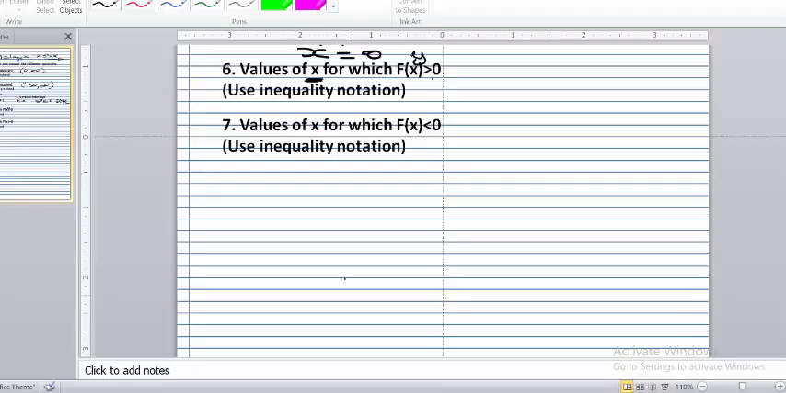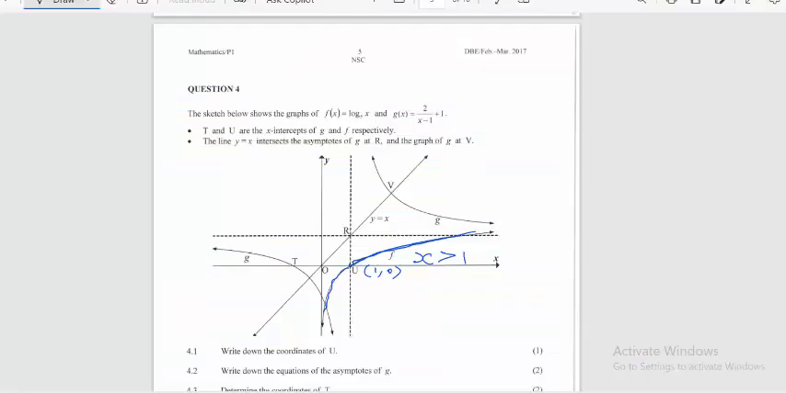So to answer this question using inequality notation, I'd say when x is greater than 1. All the values when x is greater than 1 are the values of x they are looking for here. So the values of x for which f of x is greater than 0. When f of x is greater than 0, it's from 1 and beyond. So x is greater than 1 and beyond. Now, values of x for which f of x is less than 0. I've just indicated it on the graph. So the points will be somewhere between 0 and 1.